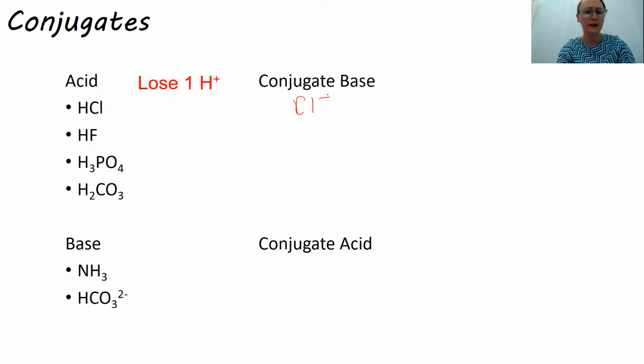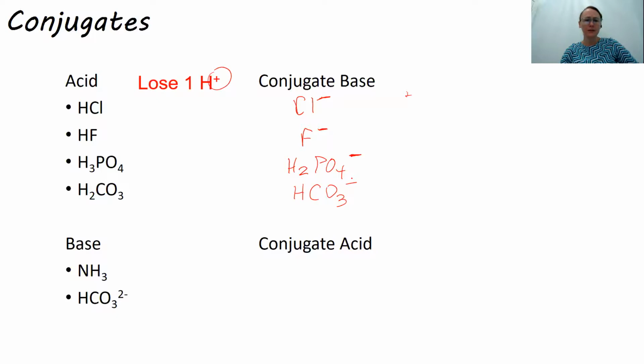If HF loses a proton, its conjugate base would be F minus. For H3PO4, we lose one hydrogen, so we're going to have the two hydrogens left, H2PO4, with a minus charge. Notice all of these are going down in charge because H plus has a positive charge, so when you add the plus back, you get the neutral compound. In carbonic acid, we lose a hydrogen, we get HCO3 minus.